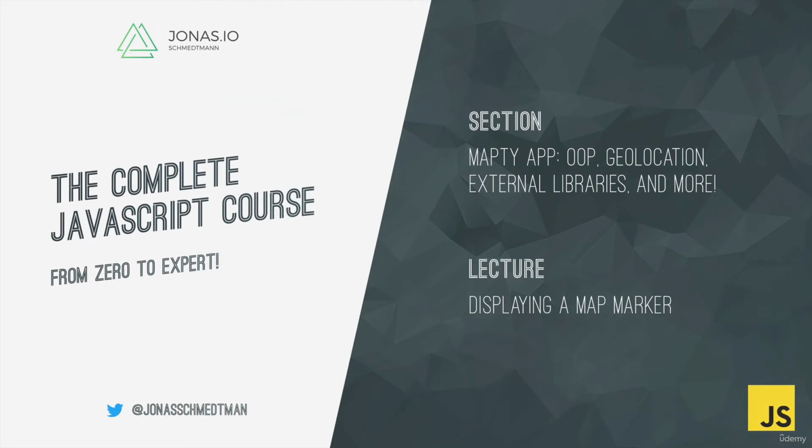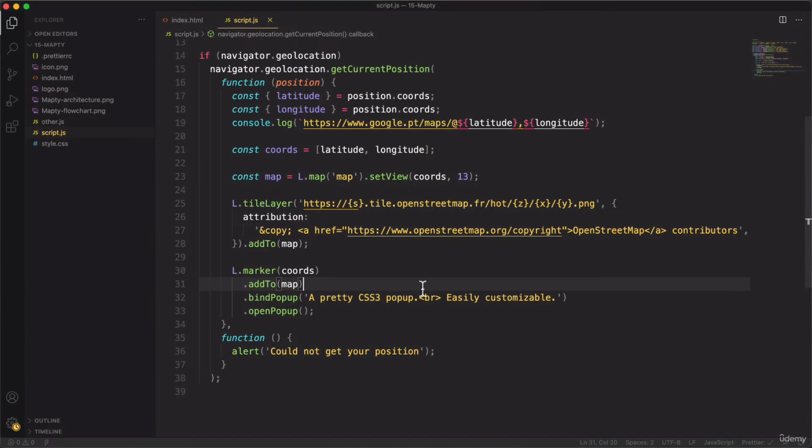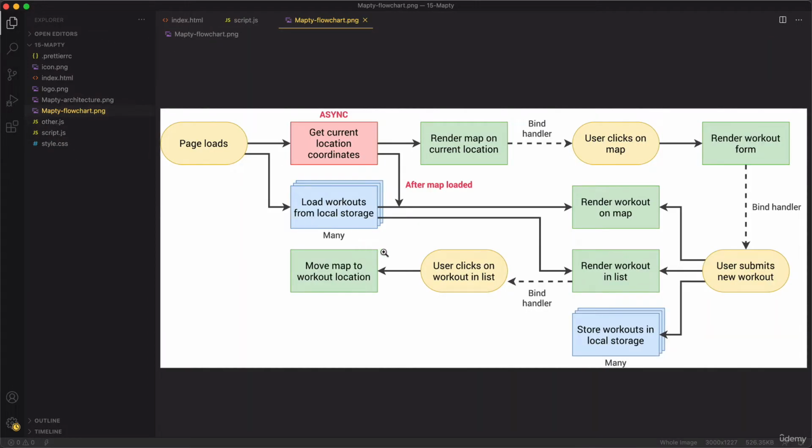So in this video, we're going to display a marker wherever we click on the map. And for that, we are going to use one more time the Leaflet library. And just to make sure that we're following the right path according to our flowchart here, let's take a look at it. And so indeed, when the page loads, then we get the current location, so the coordinates of that. And then after that is done, the map is rendered in the current location.